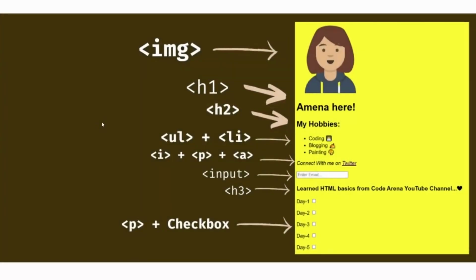And after h1 we have the h2 tag, and inside this h2 tag we have my hobbies, and inside my hobbies we have coding, blogging and painting. You need to mention your hobbies. This is the ul tag plus li tag, which is unordered list plus list items. Let's make these two things and let's return here again.